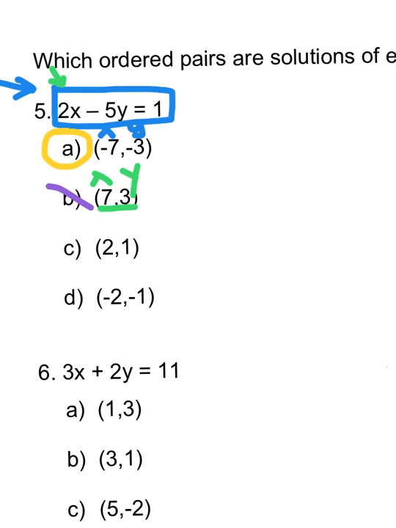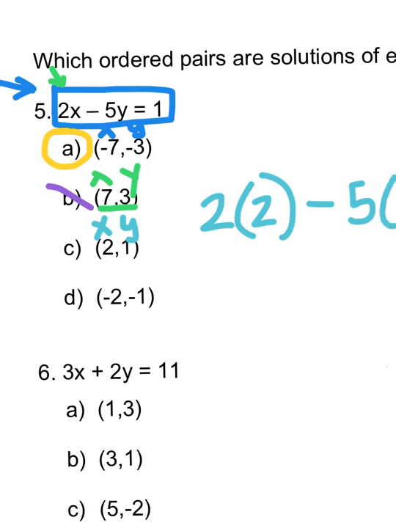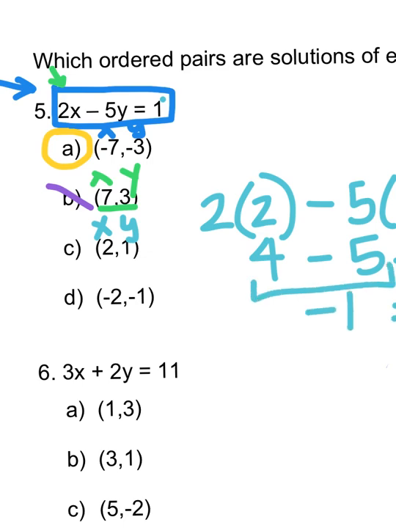Let's look at point C, (2, 1). I did something that you should never do. I just erased all my work. We want to see your lovely work, so be sure and leave it. So I have 2x minus 5 times the y value, which is 1. If that equals 1, then it's a true statement. However, this is -1. They are not equal, and therefore C is not a solution.